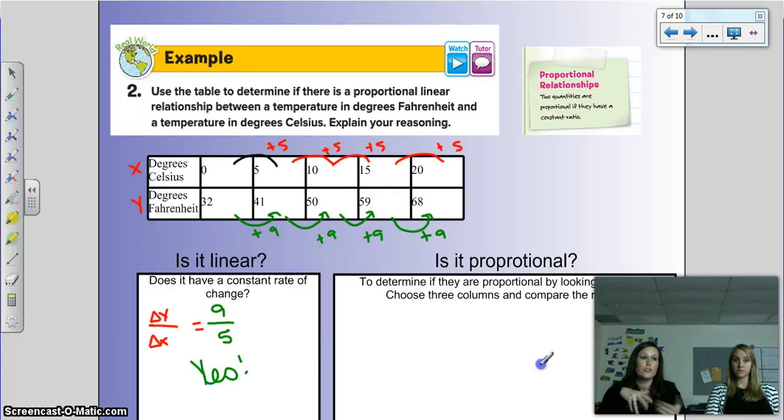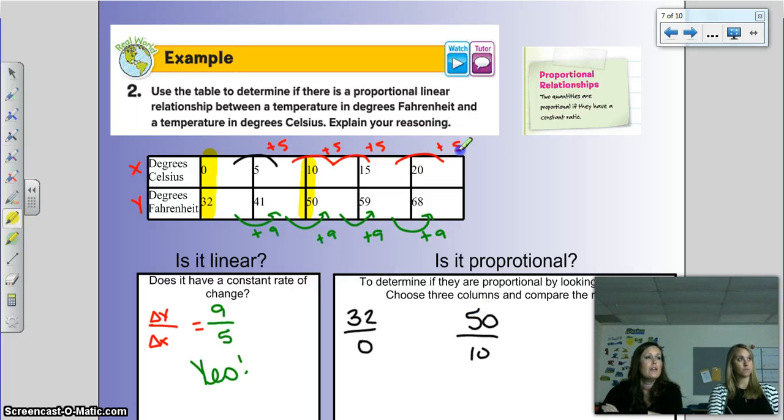Now, is it proportional? It tells us to determine if they are proportional by looking at the table. Choose 3 columns and compare the ratios. So we're going to do 32 over 0, and we're going to write the Y on top. And we're going to compare the decimal answer to that to 50 over 10. And then we'll do 68 over 20. You can do any 3 you want.